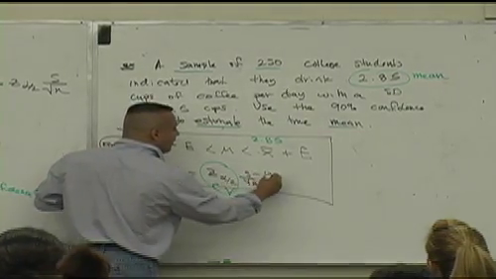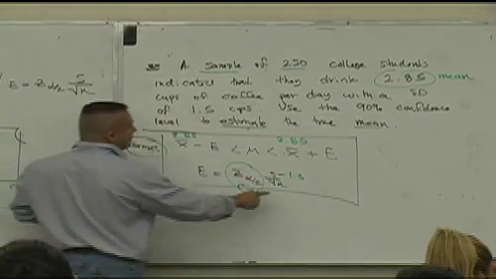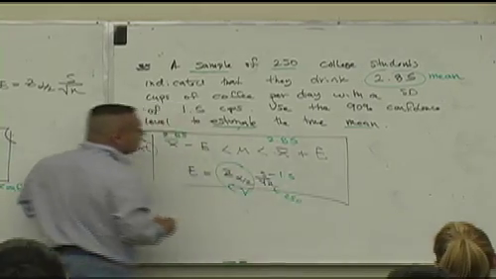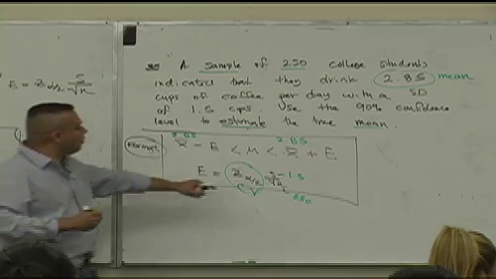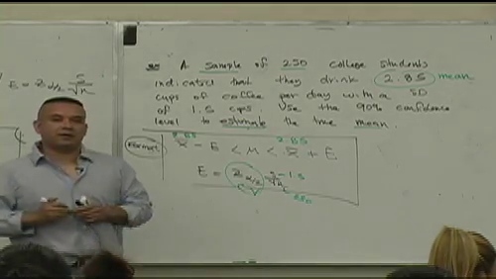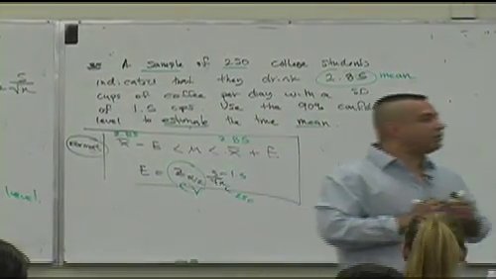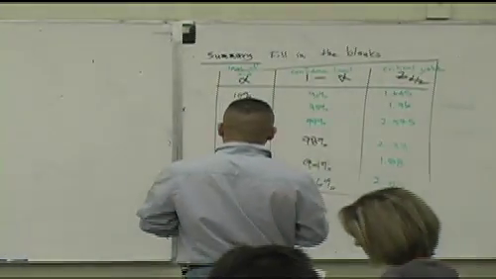What is that? How do you know it's 1.5? The problem tells you. And what is N? How do you know it's 250? It tells you. But what in the world is the critical value here? Can anybody tell me what the critical value was? What is it going to be?